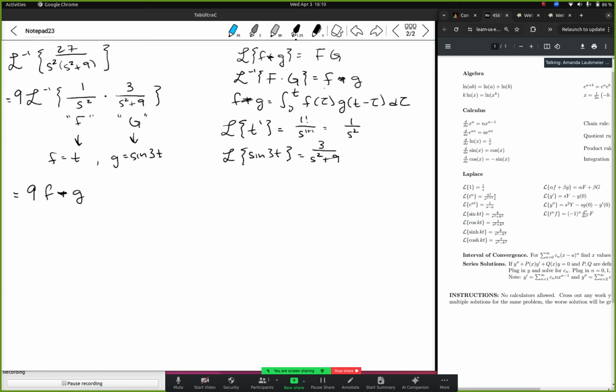So my inverse Laplace of the product, big F equal to 1 over s squared and big G equal to 3 over s squared plus 9, is just going to be that 9 that I pulled out front times the convolution f star g. And for the specific functions that I got, it's going to be the function t star sine 3t.